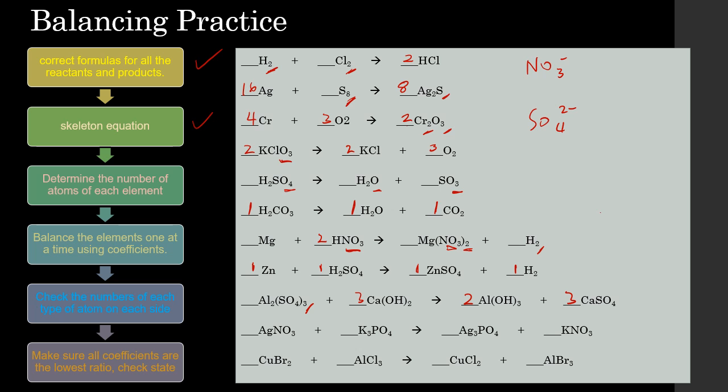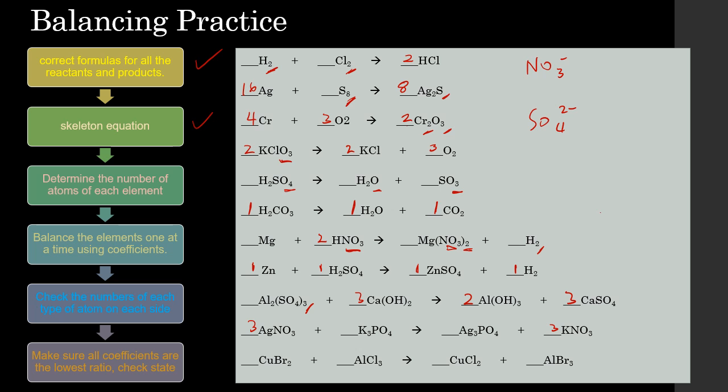The next one is silver nitrate plus potassium phosphate, so we will make silver phosphate and potassium nitrate. So let's have a look. I've got a 3 potassium on the left, I'll need a 3 potassium on the right. Now I've got how many silvers on the left? I've got 1, but I've got 3 silvers on the right, so I'll have to put the 3 there.